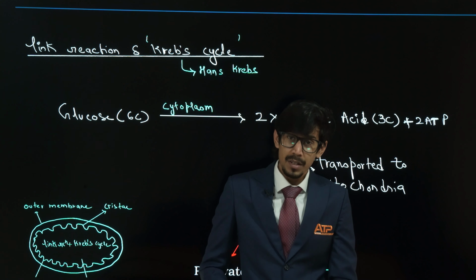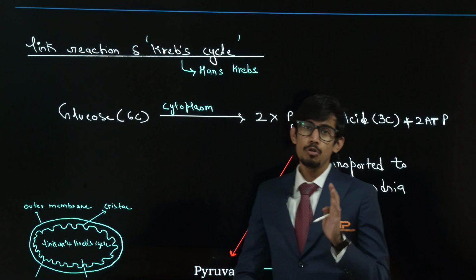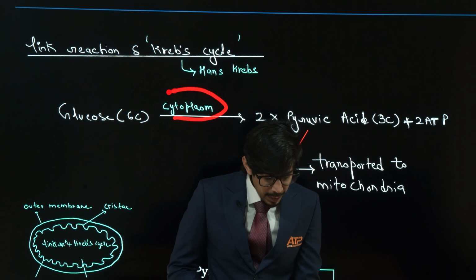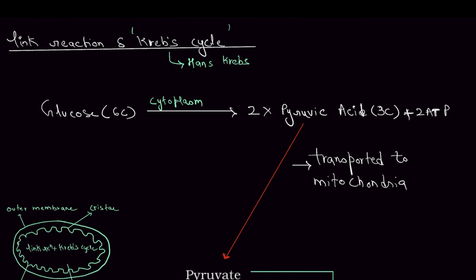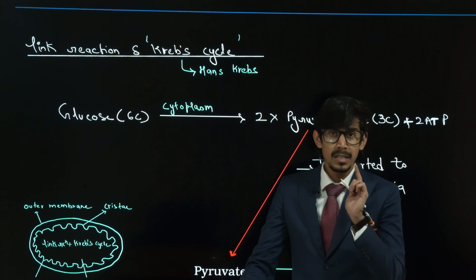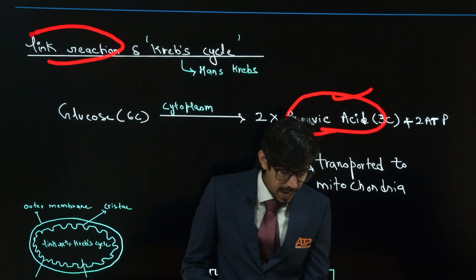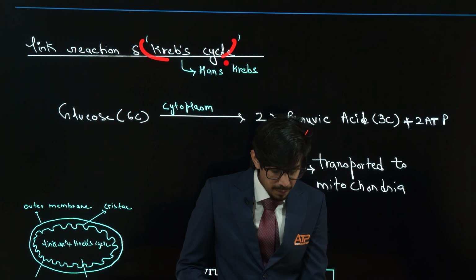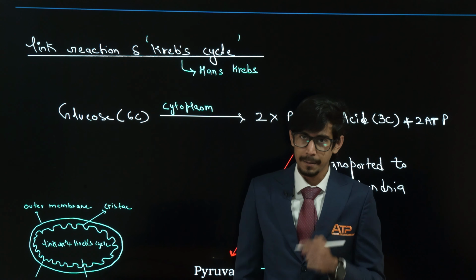See here, pay very close attention. In glycolysis, we saw that glucose, which is a 6-carbon compound, breaks into two molecules of pyruvic acid, and we also get 2 ATP. Where was this process taking place? In the cytoplasm. Okay, now we will see what happens to this pyruvic acid in aerobic respiration. Because when aerobic respiration takes place, this pyruvic acid later enters into the link reaction and Krebs cycle. One more thing, this Krebs cycle was given by a scientist named Hans Krebs, therefore it's called Krebs cycle.